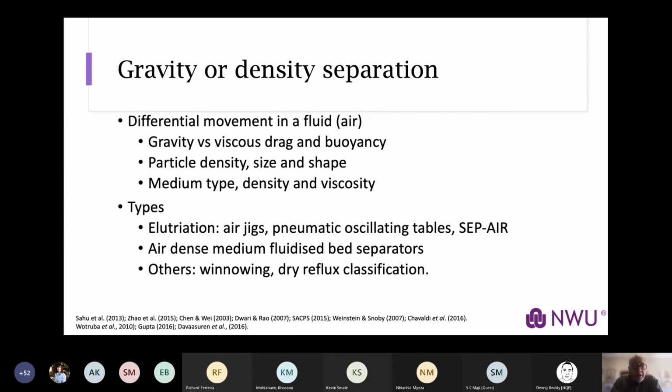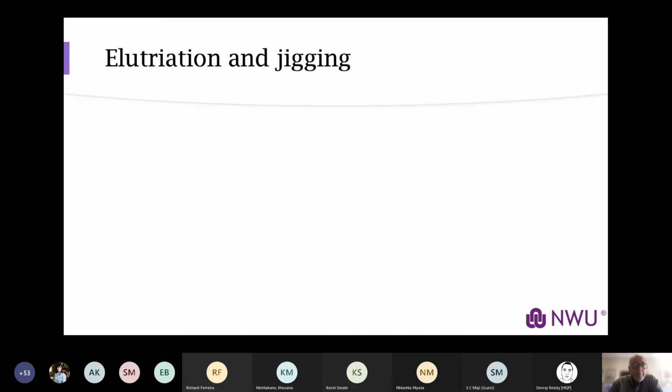And then of course others like winnowing, which I'll talk about, and then dry reflux classification. That's an interesting one. I'm only aware of one PhD on that, where they looked at dry reflux classification. We all know the reflux classifier, but in this case we're putting air through it and not water. But it has been looked at.